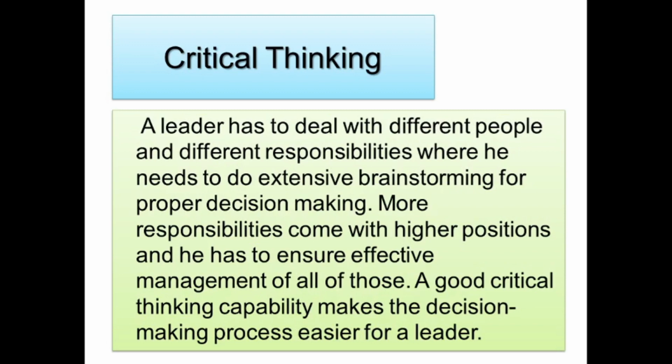Critical thinking. A leader has to deal with different people and different responsibilities, where he needs to do extensive brainstorming for proper decision making. More responsibilities come with higher positions, and he has to ensure effective management of all of those. A good critical thinking capability makes the decision-making process easier for a leader.